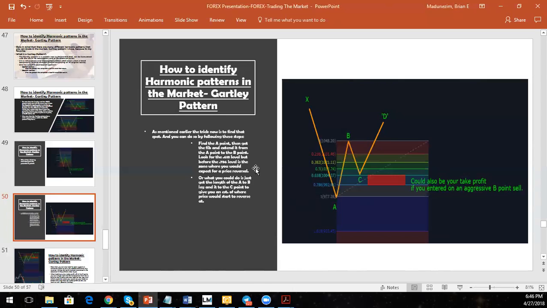And you can also, as I was saying here, find your A point and then get the fib and extend it from the A point to the B point and look for the 0.618 level and before the 0.786 level to get your range. But here, I think I had it backwards, guys. It's actually the other way around. So let me show you guys the chart.